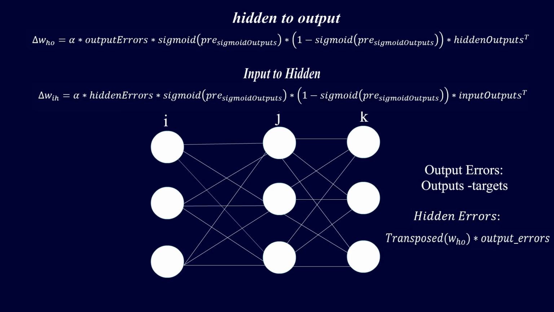Then we multiply it by the sigmoid of the pre-sigmoid outputs. Then we multiply it by 1 minus the sigmoid of the pre-sigmoid outputs in both cases. And finally, we multiply by the relative inputs. So for the input to hidden layer, the inputs are the actual inputs. For the hidden to output layer, the inputs are actually the hidden values that come in, and we transpose that matrix. This is all in matrix form. Our hidden errors are defined as the transpose of the weight hidden outputs times the output errors, and that will give us the effective hidden errors that we have.